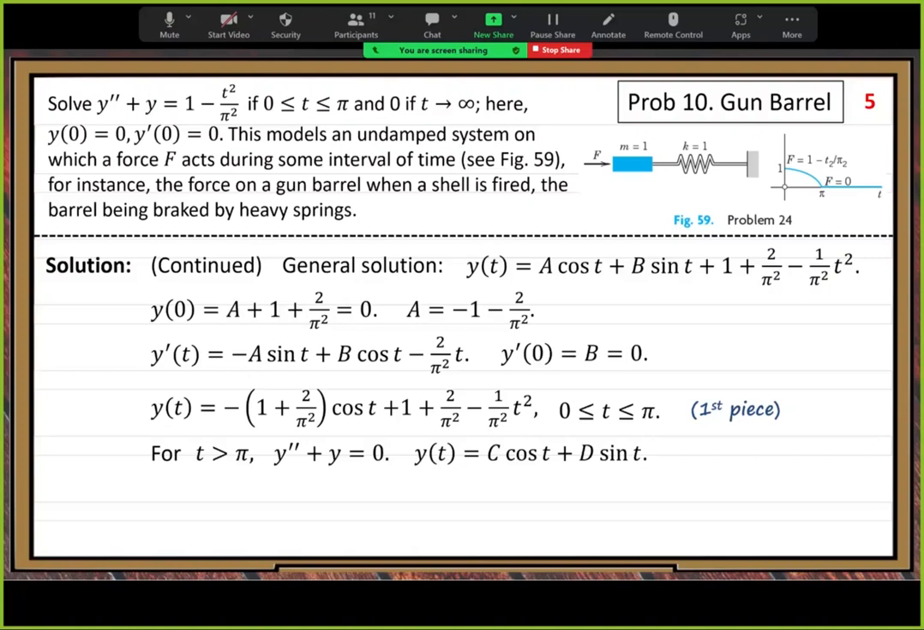Good. That's the critical point. Plug in pi. So here we make an assumption. The displacement function, the y displacement function, for this gun barrel should be continuous.